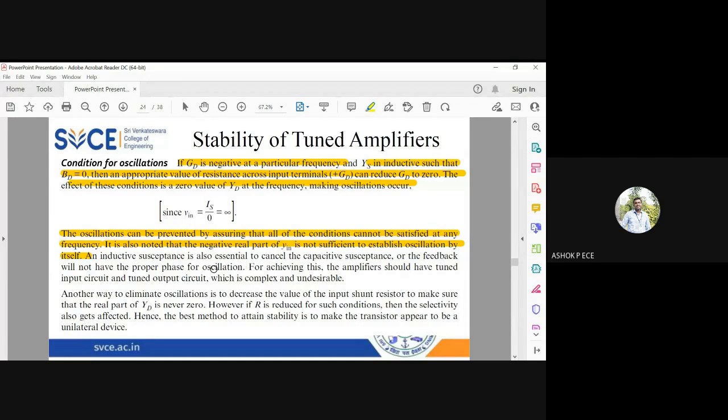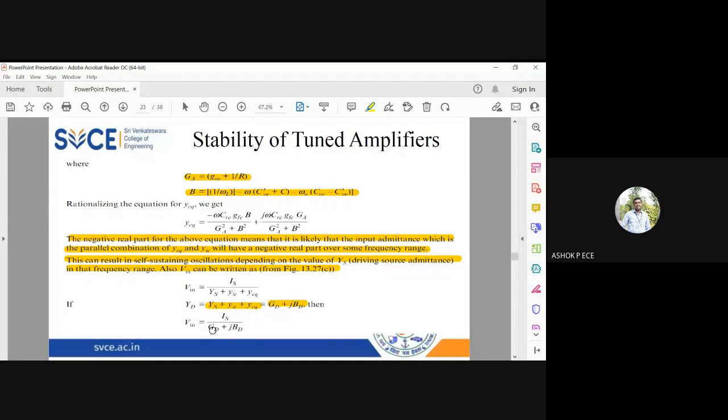The effect of the amplifier becoming an oscillator is also going to be avoided. So you see in the final expression, you have GD plus J into BD. My resistance is negative and the load is also inductive. So two things I have to do. I have to make my resistance positive and I have to cancel out this inductive behavior.